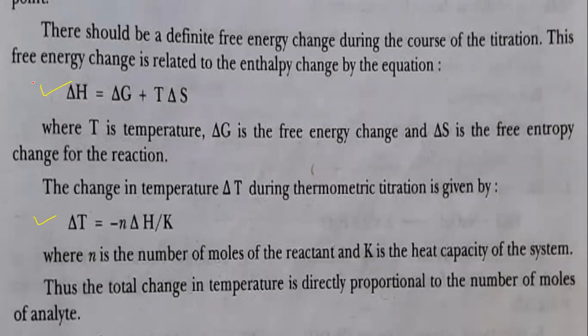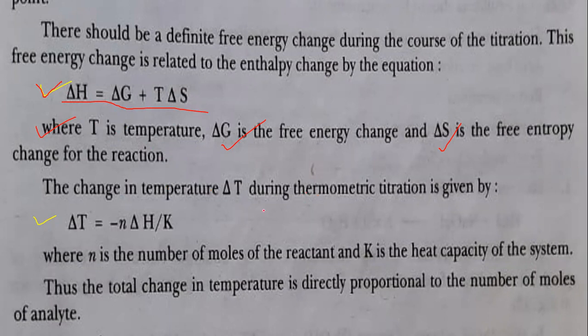There should be a definite free energy change during the course of titration. This free energy change is related to the enthalpy change by the equation delta H is equal to delta G plus T delta S, where T is the temperature, delta G is the free energy change, and delta S is the entropy change of the reaction.